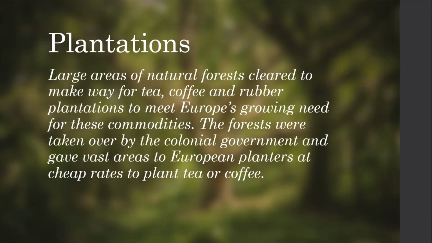Plantations. Large areas of natural forest were cleared to make way for tea, coffee and rubber, to meet Europe's growing need for these commodities. These forests were taken over by the colonial government, which gave vast areas to European planters at cheap rates to plant tea or coffee.